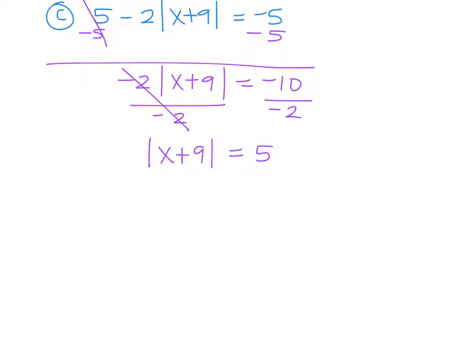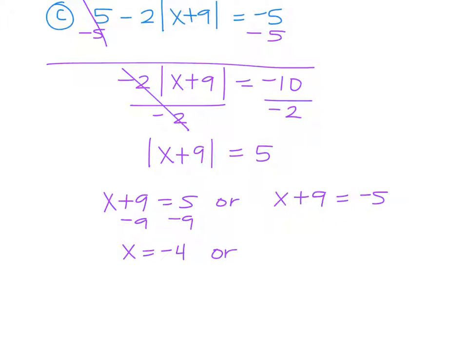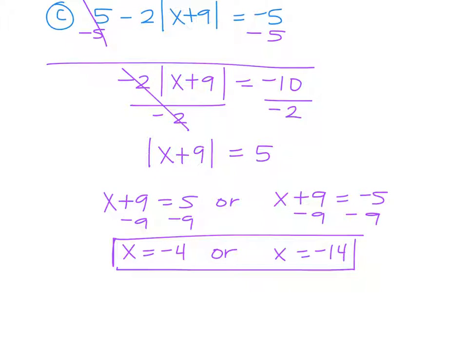2 equations, right? X plus 9 equals 5, or x plus 9 has to equal negative 5. Notice, as soon as everything on the left side is in the absolute value is when you write your 2 equations. Not before, not after. Subtract the 9. So x equals negative 4, or x equals negative 14. Questions on that?